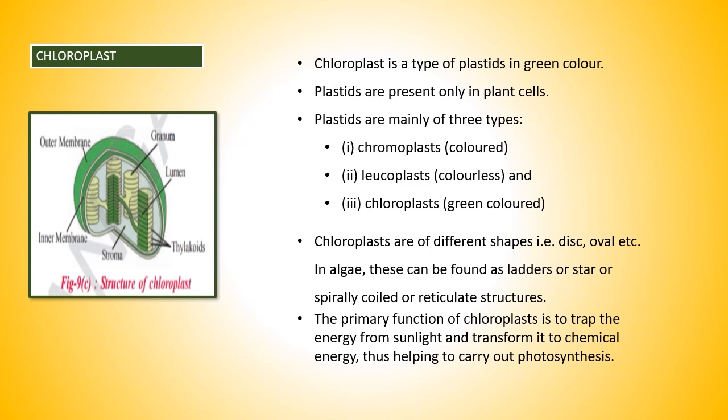And the shape of the chloroplast may be disc, oval, etc. In algae, these can be found as ladders or star or spirally coiled or reticulate structures. The primary function of chloroplast is to trap the energy from sunlight and transform it to chemical energy, thus helping to carry out photosynthesis.